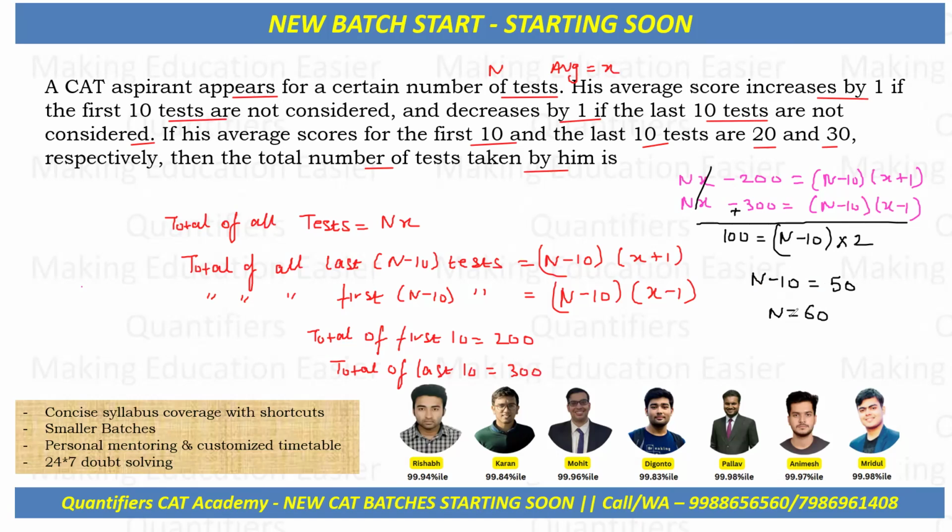So 60 is the correct answer. It is a tough one. You have to take variables and make equations. I hope this is clear to everyone.